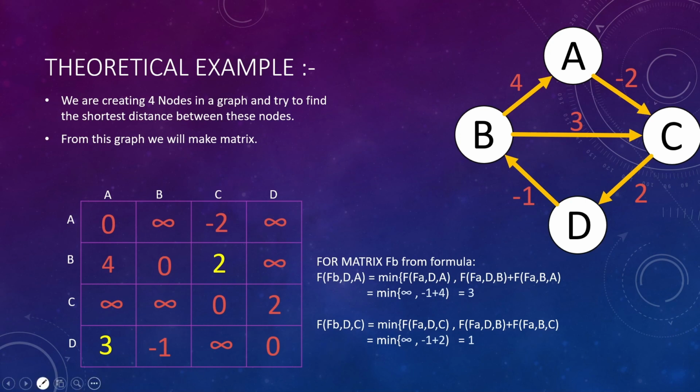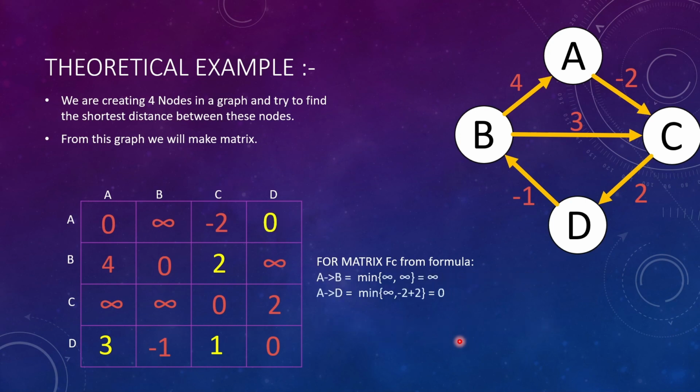Now we'll check for D to C. D to C was previously infinity here, but if we go via B, we are getting 1, as D to B is minus 1 and B to C is 2. So effectively it's 1. So 1 is lesser than infinity. So 1 is updated here. Now we have applied our algorithm for node A and node B.